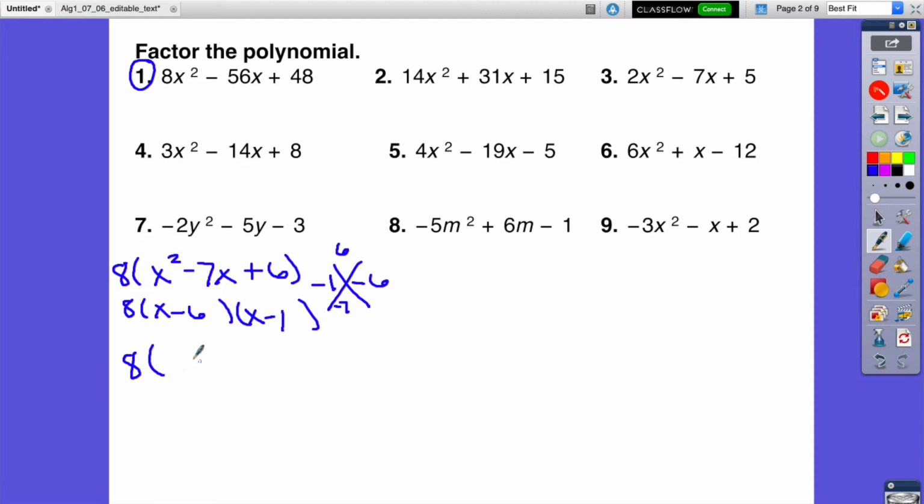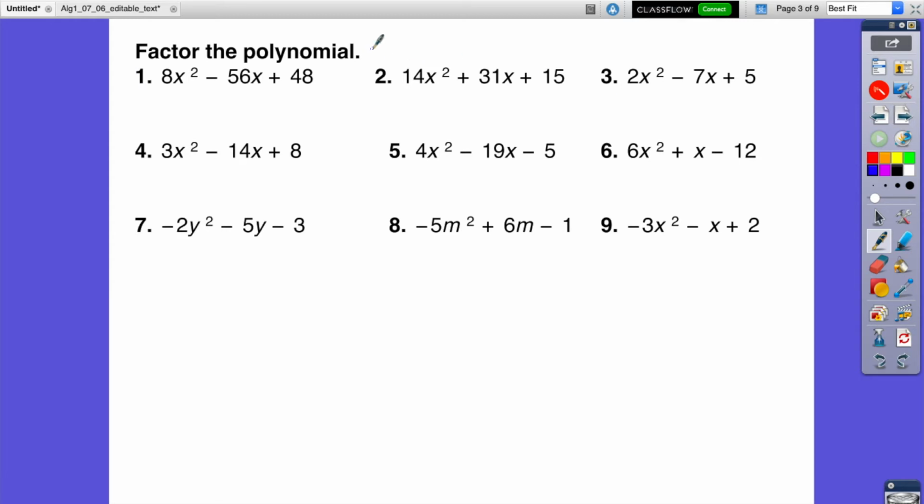You can also write it as x minus 1 times the quantity of x minus 6, as long as the negatives are in the right place. Okay, let's move on to number 2. GCF. Is there a GCF here? No, there is not. And you may want to have your calculator ready so that you can check this.